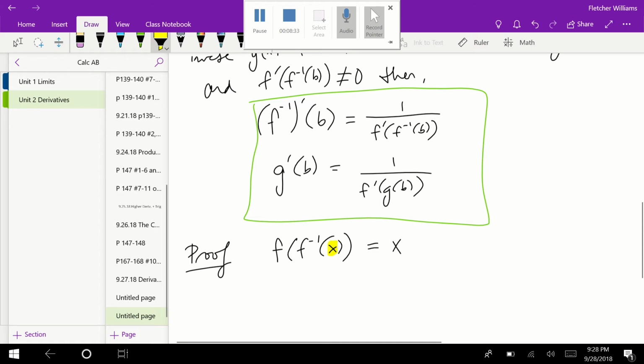So you can imagine doing that with, say, sine of inverse sine of x, or e raised to the natural log of x, or something like that, and you'll see that it's true. Or just the square root of x squared. It all gives you x. Okay, so since that's true, what you do is you take the derivative of both sides.